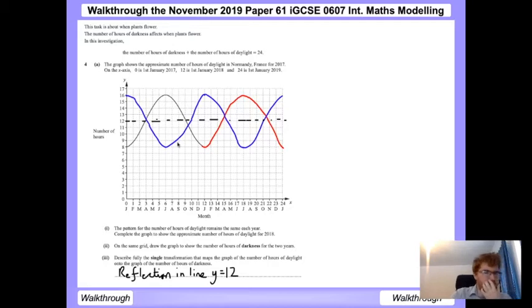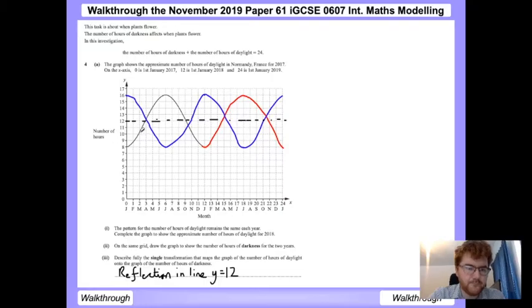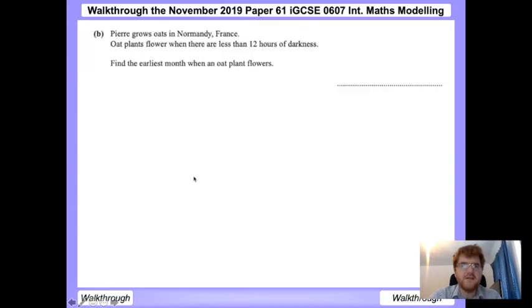Now if we look at our graph, I've drawn a black line here. You'll see that at 12, the graph is just before this line here, if I circle it. So it's just before this line here, which represents April. So right at the end of March, it crosses that threshold of more than 12 hours of daylight, i.e. less than 12 hours of darkness. So our answer here is going to be March. So we write down March on here.